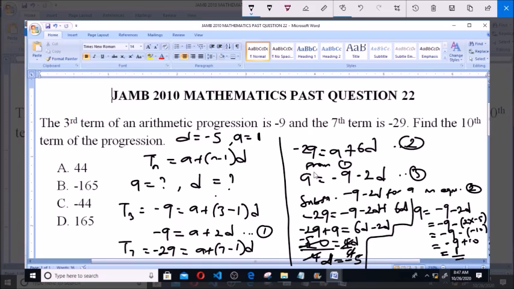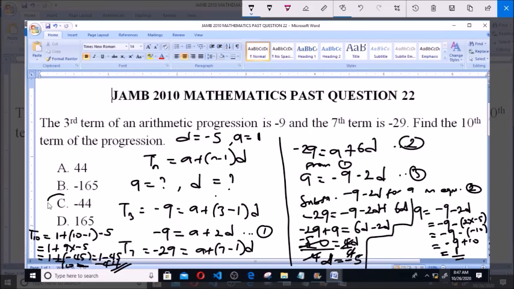But the question says find the 10th term, that is T10. Now let me find the 10th term. So T10 will be equals to A, which is 1, plus 10 minus 1 multiplied by minus 5, which is the D. So T10 is equals to 1 plus 9 multiplied by minus 5. So T10 is equals to 1 plus minus 45, which is equals to 1 minus 45. So T10 is equals to minus 44. So minus 44 is the answer to this question.